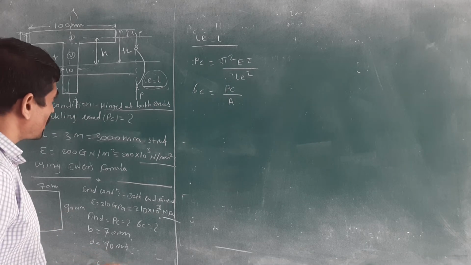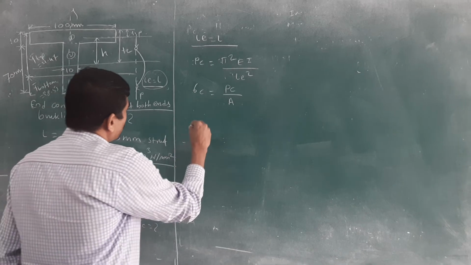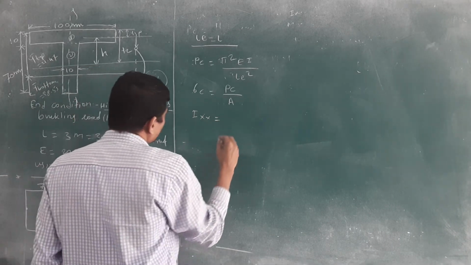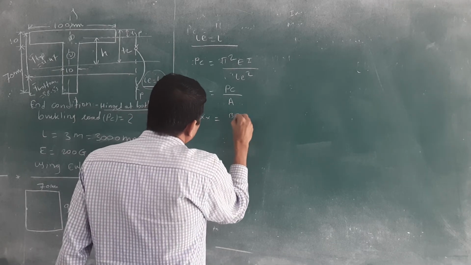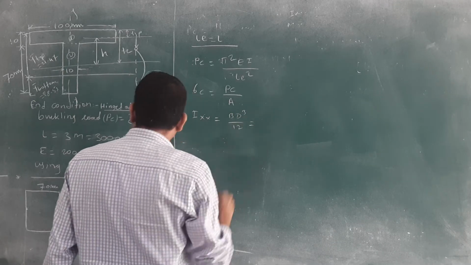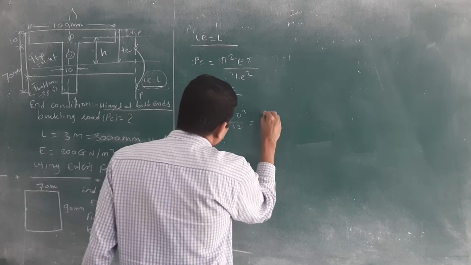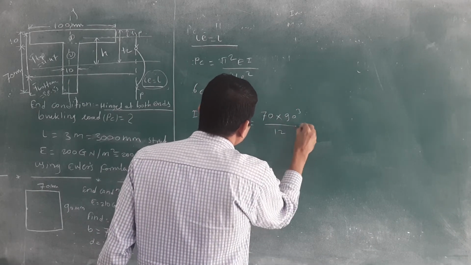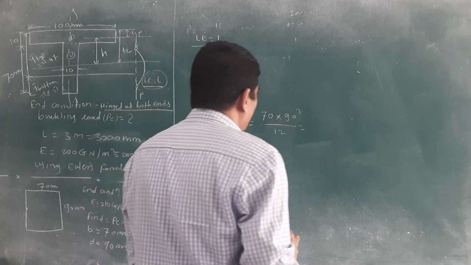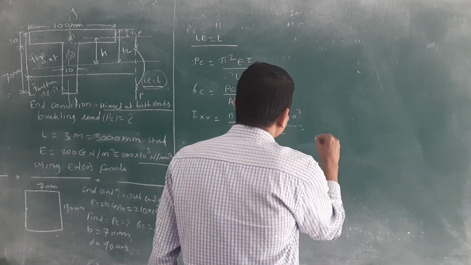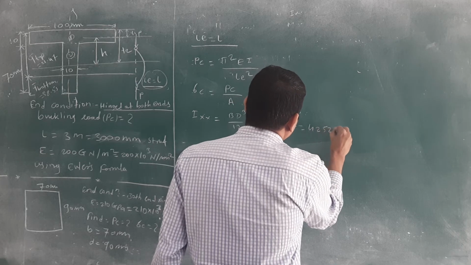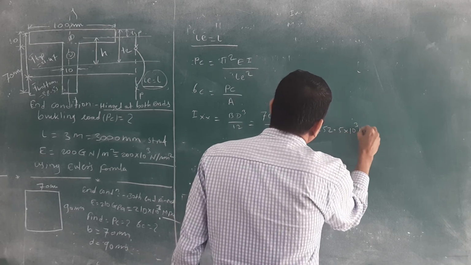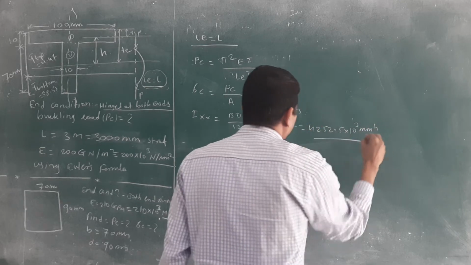You have to calculate directly Ixx and Iyy for the given figure. Ixx is equal to what for the rectangular bar? BD cube divided by 12. What is the B? It is 70. What is the D? It is 90. BD cube divided by 12, if you calculate this, then you will get 4252.5 into 10 raised to 3 mm raised to 4.